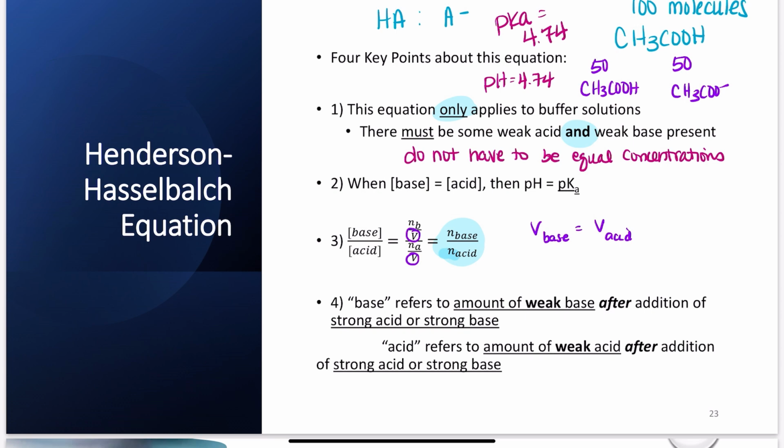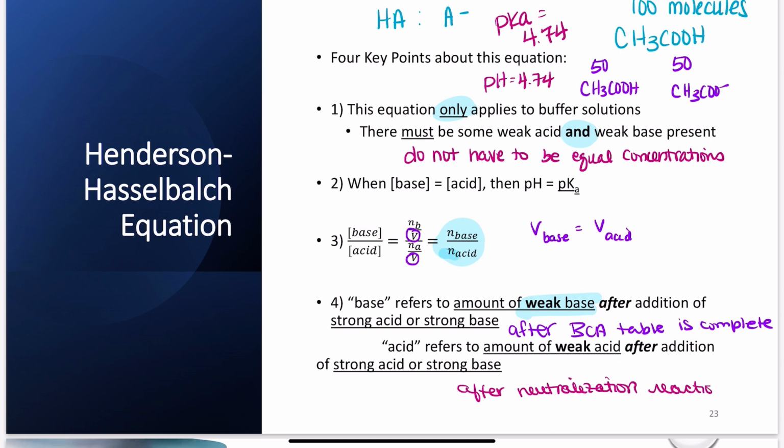Base, when I say base in the Henderson-Hasselbalch equation, it refers to the amount of weak base after the addition of strong acid or strong base, after the neutralization reaction, after your BCA table is complete. Acid refers to the amount of weak acid after the addition of strong acid or strong base.